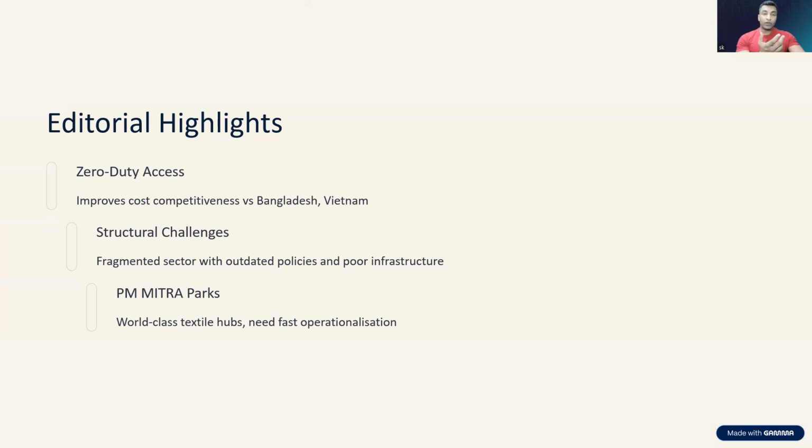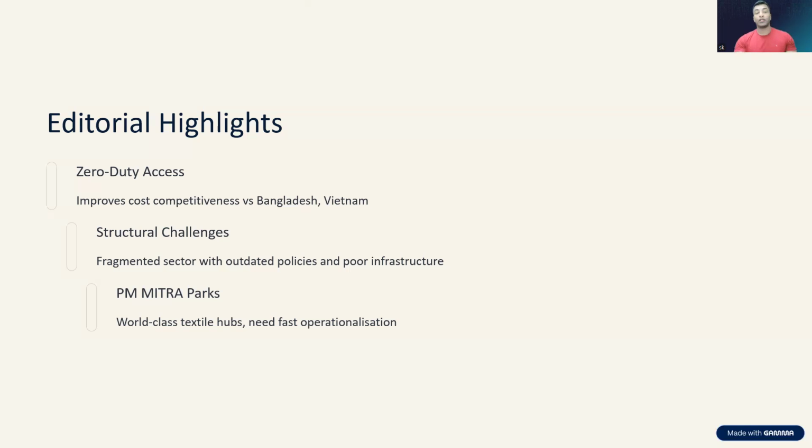Now, when you talk about the structural challenges, India's textile sector is fragmented with multiple small and medium-sized enterprises, SMEs, that struggle with scale and efficiency. That is one of the challenges that we need to address. And outdated policies, inefficient supply chains, and inadequate infrastructure are again affecting growth. So you can talk about rationalizing the GST structure, particularly for man-made fibers, which is very essential to reduce the cost and streamline production.